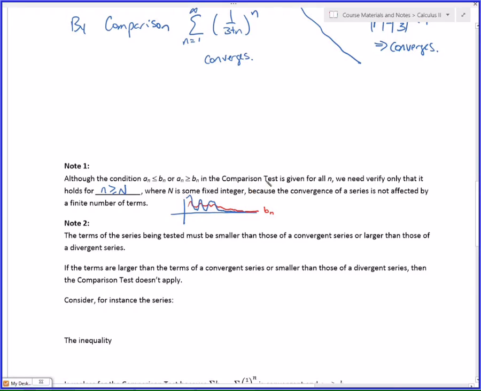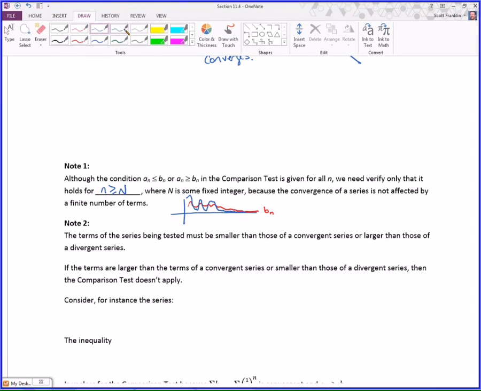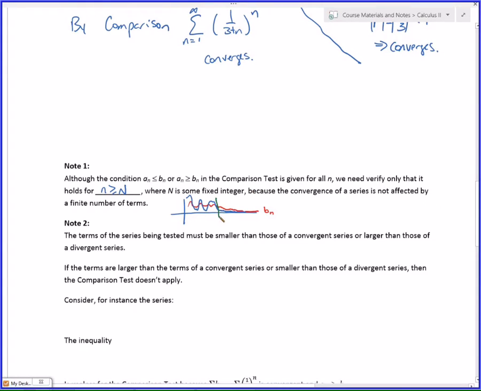Okay, eventually, it's beneath there. So like here's your cap N. And from that point on, a sub n is less than or equal to b sub n. Notice how over here it's not, right here it's not, right here it's not. It doesn't matter as long as it's eventually. That's all that really matters. And then from that point on to infinity, it's beneath there. Then the comparison test will still hold. So you don't need the strict requirement that it has to happen for all n.